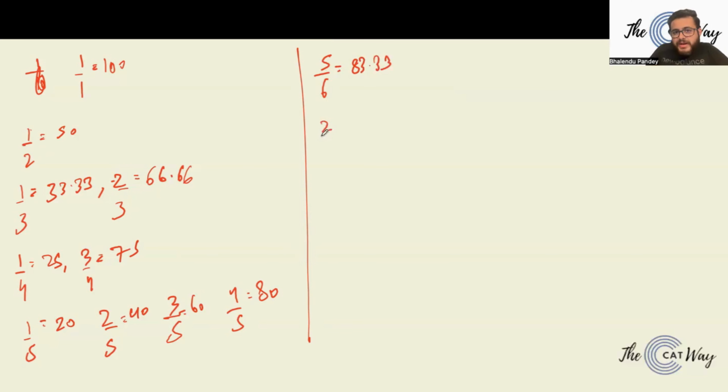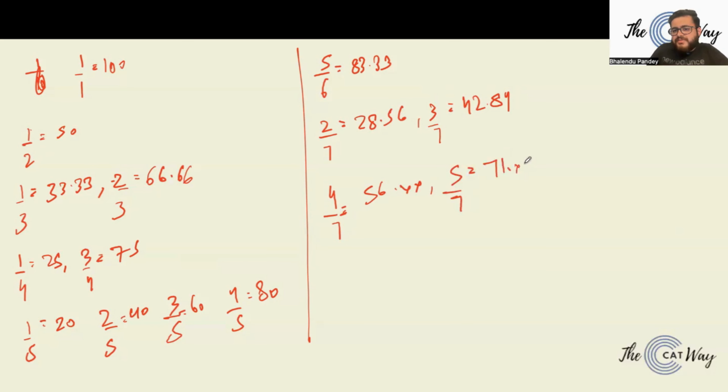Correct? 2 by 7 is something that you will have to remember, that is 28.56. Right? 3 by 7 is 42.84. Correct. So you can remember in this format, right? 4 by 7 is somewhere around 56 point something, right? 5 by 7 is something around 71 point something, 71.28 or something, right? So these are the important values that you should remember.